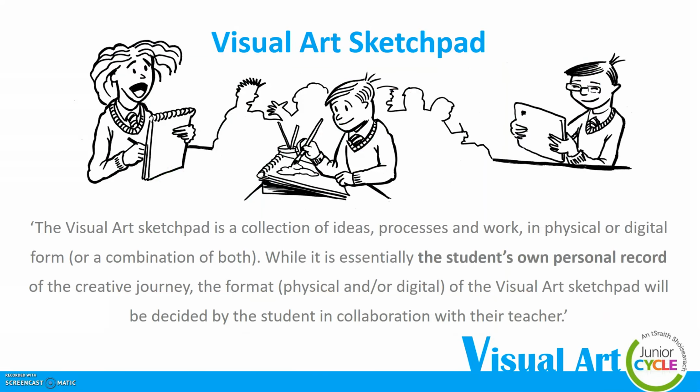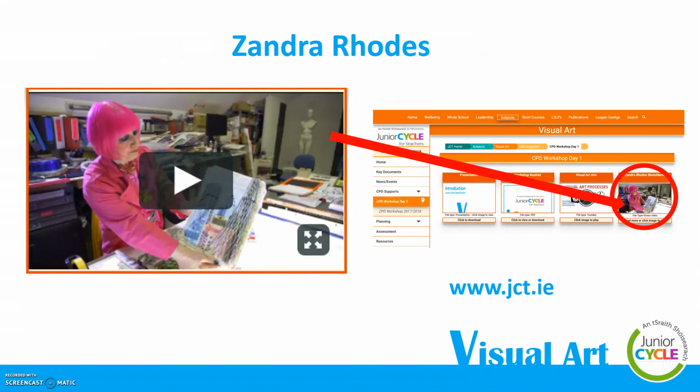The work that students engage with over the 3 years of Junior Cycle will be documented in a visual art sketchpad. This sketchpad can be physical or digital, and the format is to be decided by the teacher in collaboration with the students. On jct.ie under CPD Workshop Day 1, you will find a useful video of textile artist Sandra Rhodes talking us through her sketchbooks.